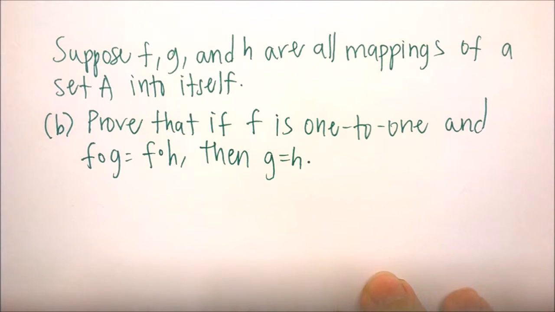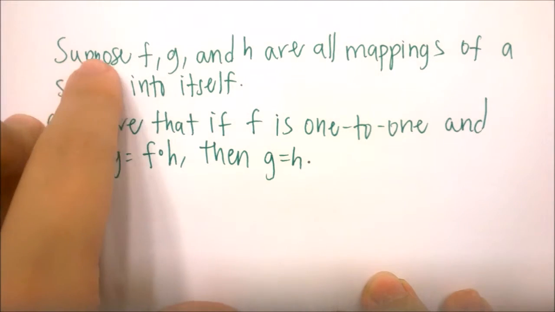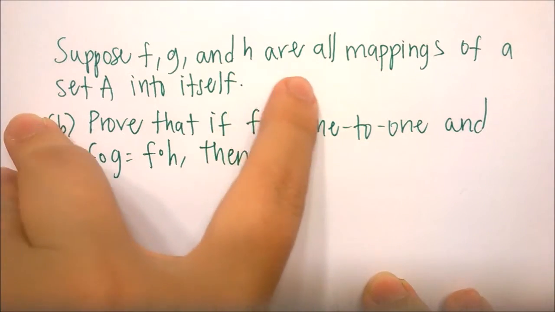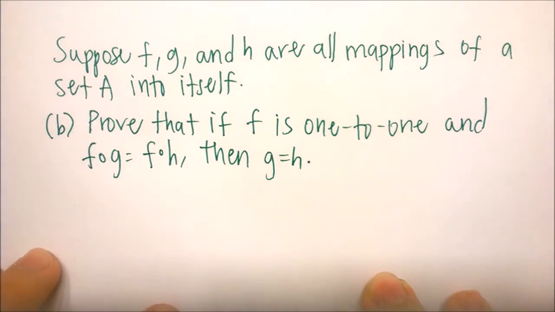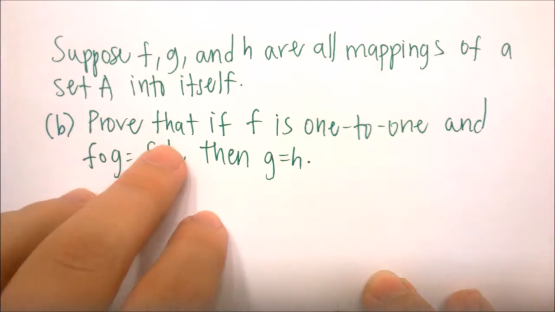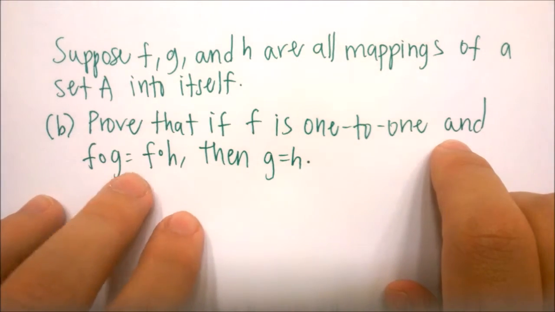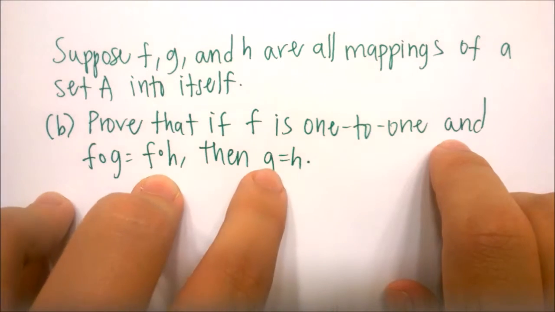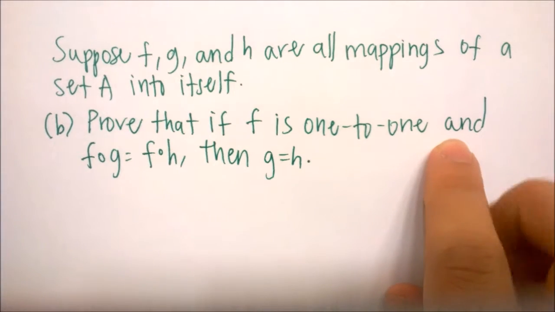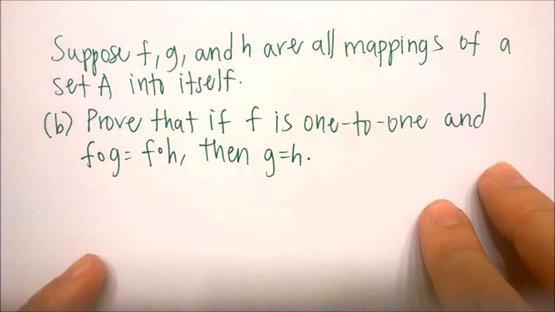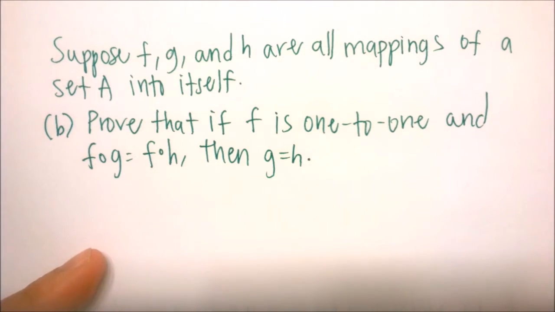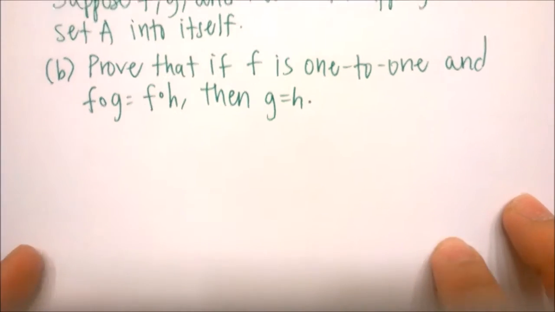Here is a similar problem to the previous video. We're still supposing that f, g, and h are all mappings of a set A into itself, but this time we're going to prove that if f is 1 to 1 and f composed with g equals f composed with h, then g equals h. So we're going to use some of the same proof techniques here, but we have different assumptions, so it's going to kind of lead us down a different road.